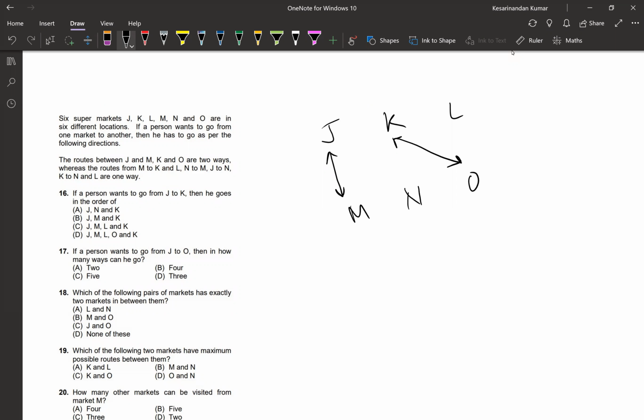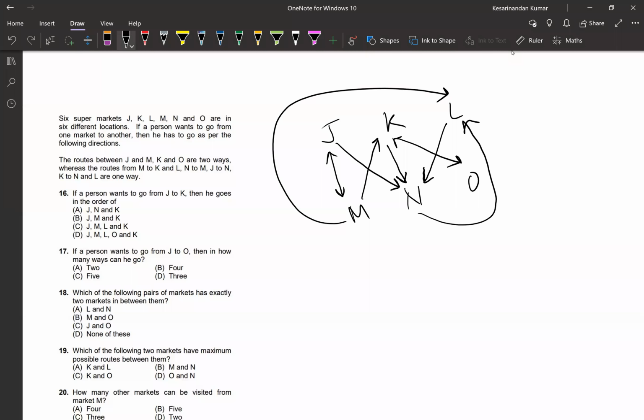Whereas routes from M to K, then L to N, and J to N, then K to N as well, and yes, sir, it's M to L also. Sorry, which one is M to L? Yeah, sorry, my bad, I missed that. M to L, we had M to K and L, N to M, J to N, that was done, K to N is done, and K to L as well. Okay, yeah, K to L are one way.